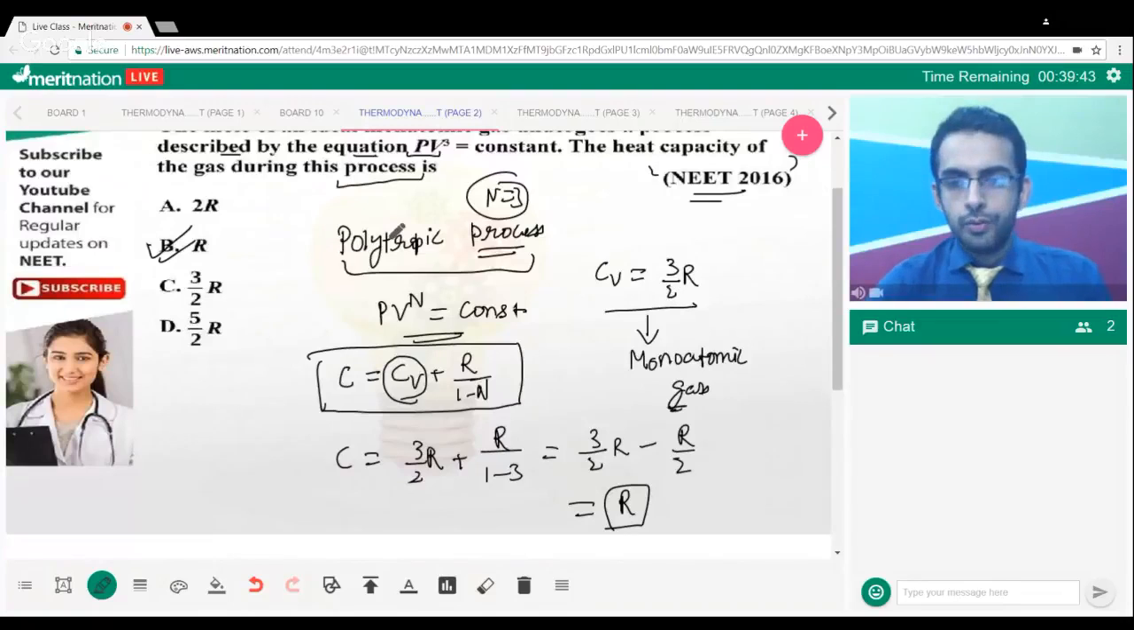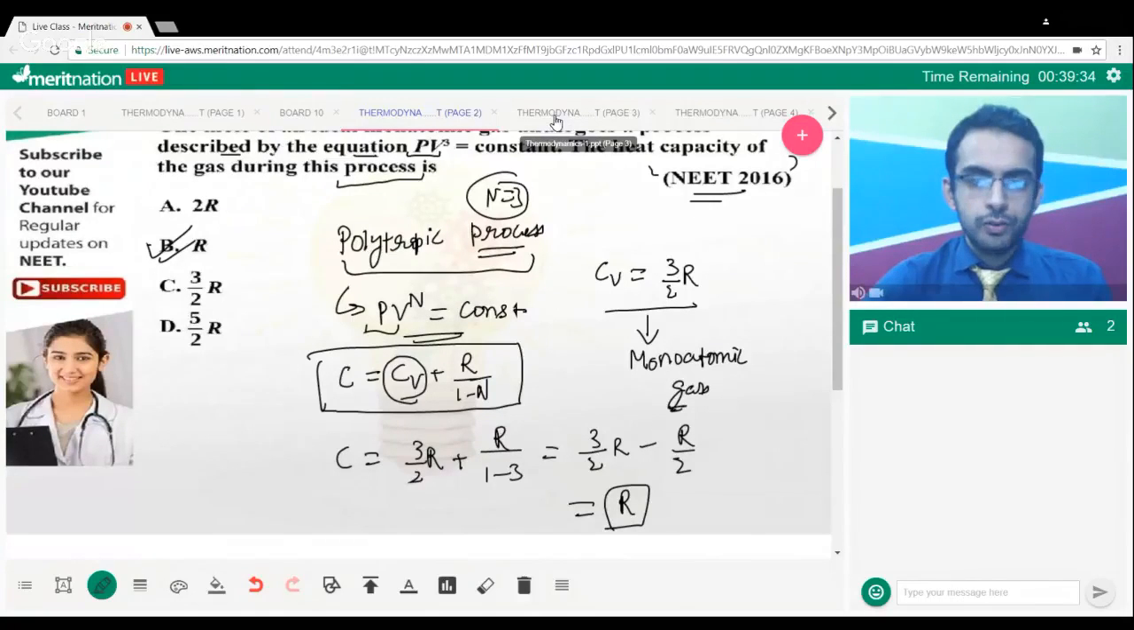So Meghna, this is the equation for a polytropic process in which PV to the power n is constant. So now let's move forward.